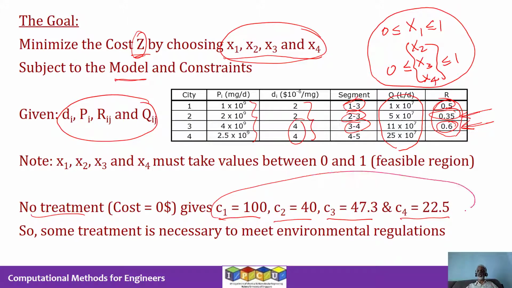All of these are well above the environmental limits, which has to be less than or equal to 20. So doing no treatment at all is not a solution. It will not meet the environmental constraints. So you have to do some treatment by incurring some cost so that you want to bring all these numbers down to less than or equal to 20.